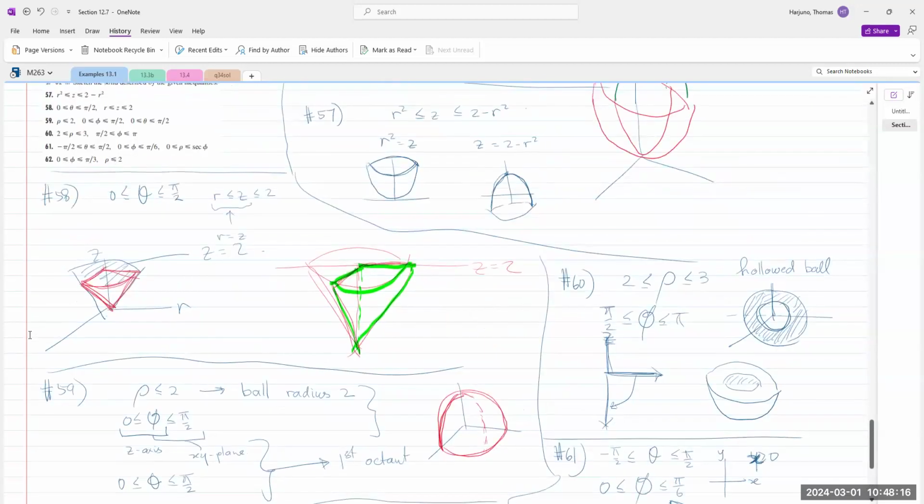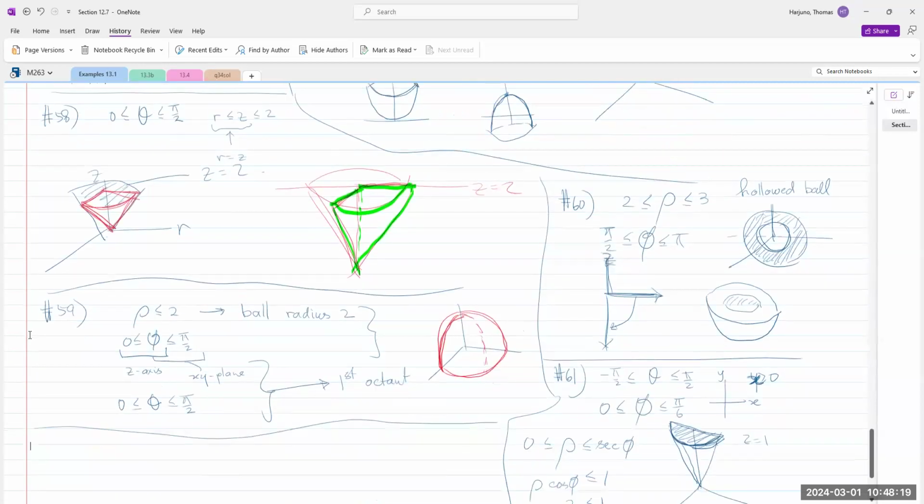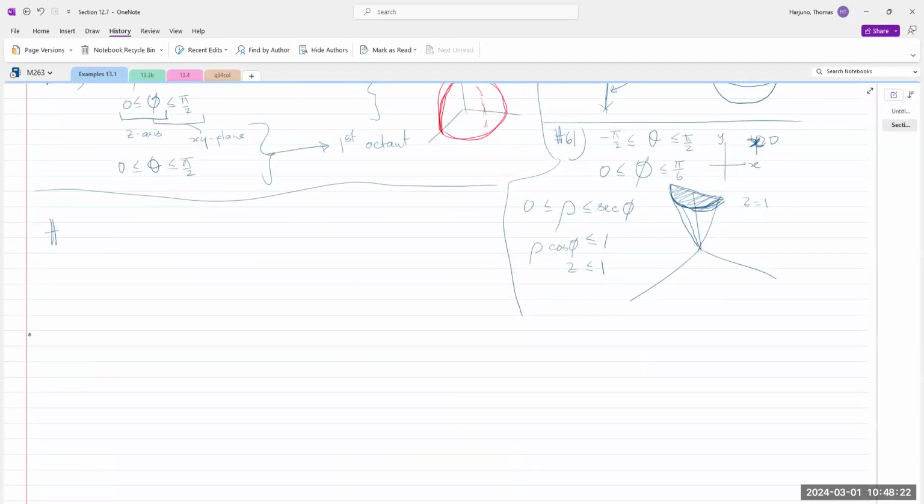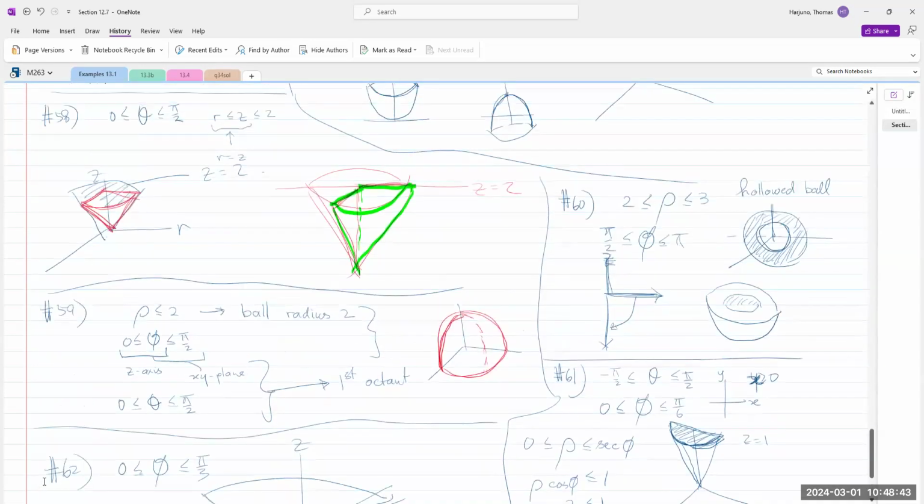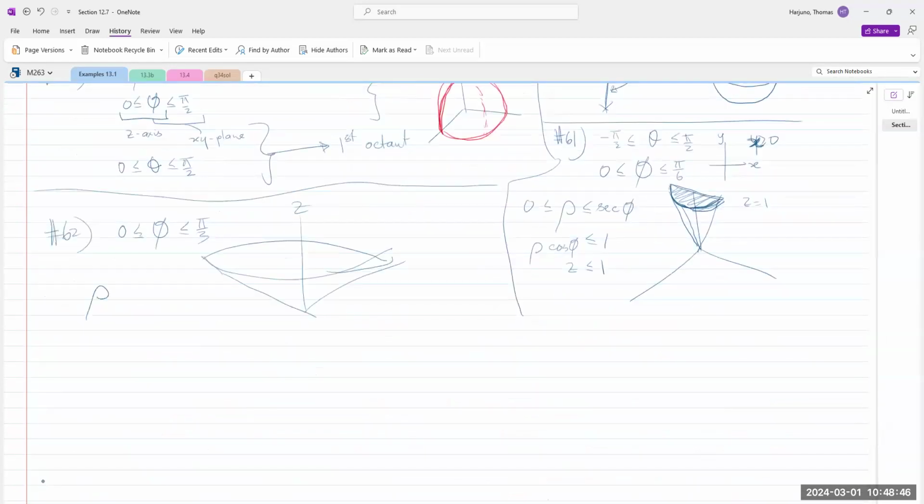Number 62, phi is from 0 to pi over 3. Okay, so if phi is from 0 to pi over 3, that's actually a cone, right? But the cone is actually going infinitely far. But they also say rho is less than or equal to 2. That means it is part of the sphere. Oh, that reminds me of an ice cream cone, huh?